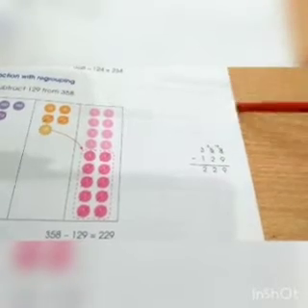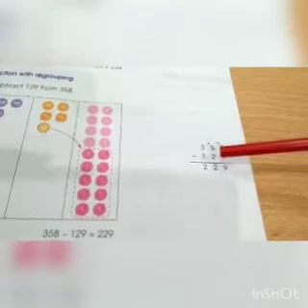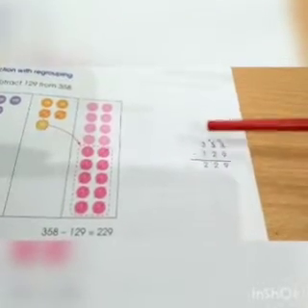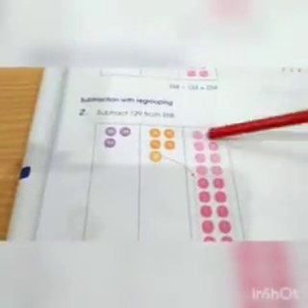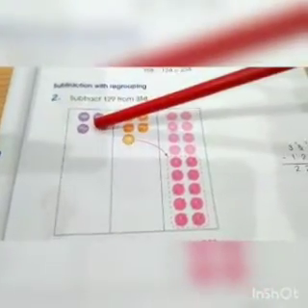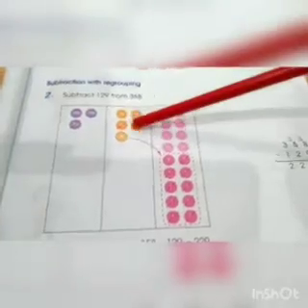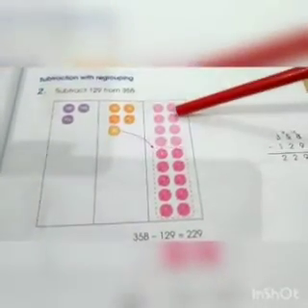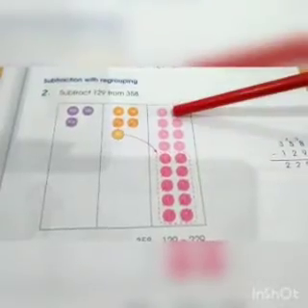Now we come to the tens column. 4 minus 2 is equal to 2. 3 minus 1 is equal to 2. You can see it shows ones, tens, and hundreds. In the hundreds column there are 3 sections, in the tens column there are 5 sections of tens, and in the ones column there are 8 sections of ones.